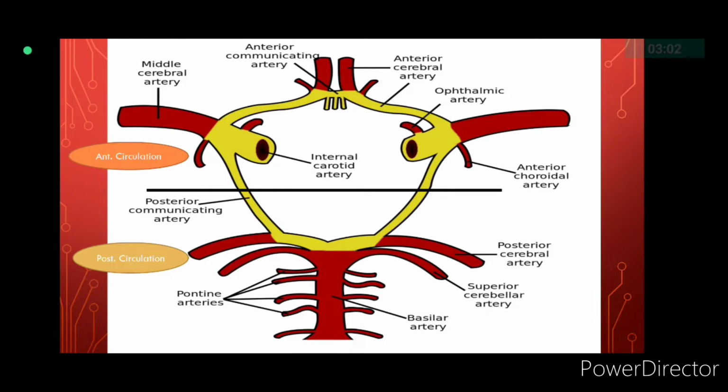This is a diagram of circle of Willis, which is the blood supply of the brain. Here you can see the anterior circulation and the other half is of posterior circulation.